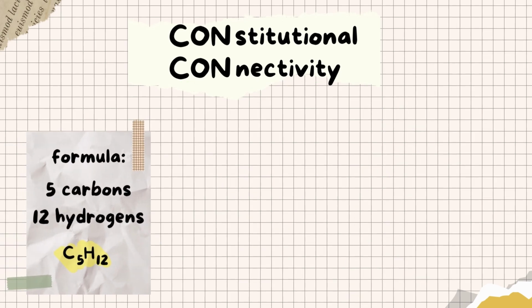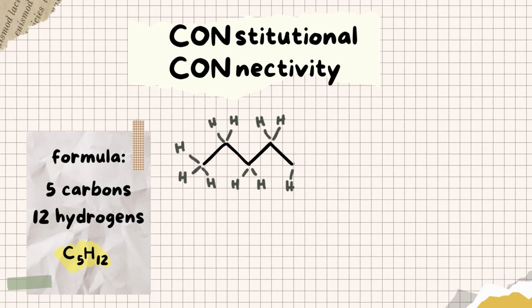Let's try it with an actual molecule. Let's say we have a molecule with 5 carbons and 12 hydrogens. Its molecular formula will be C5H12. So, start by drawing an arrangement of 5 carbons and test out if all the atoms are there. So, let's try this one. If I show in all the implied hydrogens, go ahead and count them up. Is this 5 carbons and 12 hydrogens?